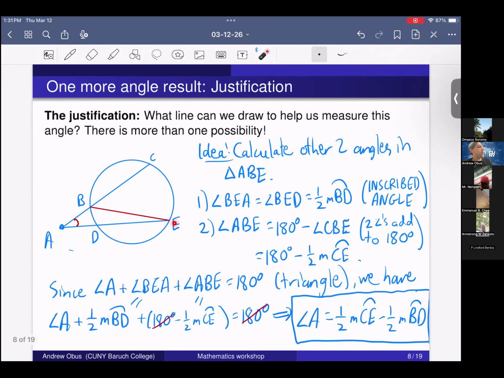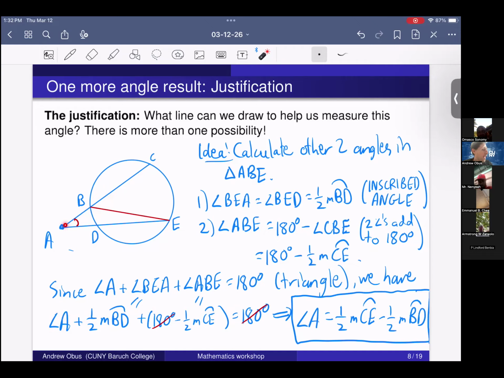So we draw a special line to make this triangle. And when we draw the special line to make this triangle, if I want to figure out this angle, I figure out the other two angles. In a triangle, once I know two angles, I know the third angle. So I figure out this angle, it's an inscribed angle. I figure out this angle, it's not quite an inscribed angle, but it's 180 minus an inscribed angle. And once I have both of those expressions, I can write it all up in an algebraic equation and solve it for angle A.